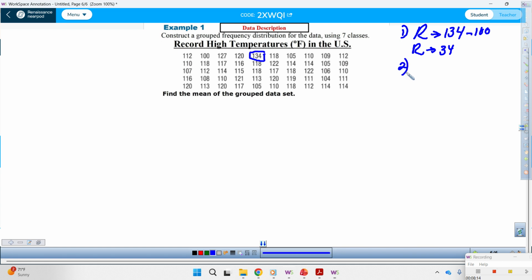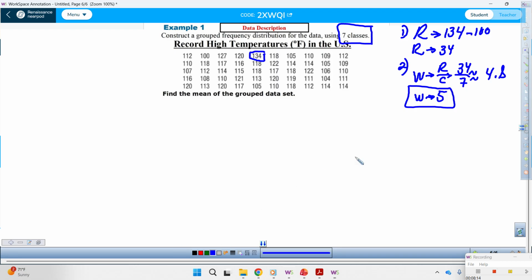Step 2. Tell your neighbor what step 2 is. What is step 2? Step 2, Isaiah. Width. That means the range divided by the number of classes. So 34 divided by what? 7. That's approximately, who's got a decimal for me? 4.8. All right. However, we know that with any decimal for the width, we always round what? Up. So that's 5. There it is.